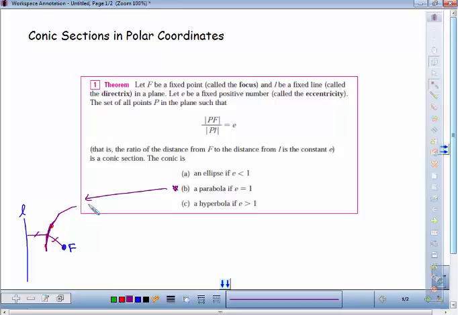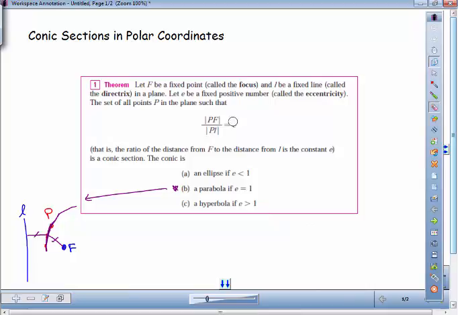Yeah? So for the formula, PF is that product, or that's the line segment? That's the line segment. So that's the distance between the point P and the point F, and also the distance between the point P and the line. So whenever we're talking about a distance between a point and a line, we're talking about the shortest distance.